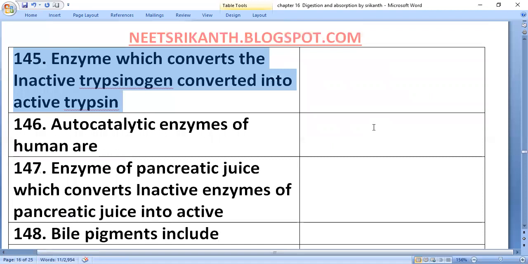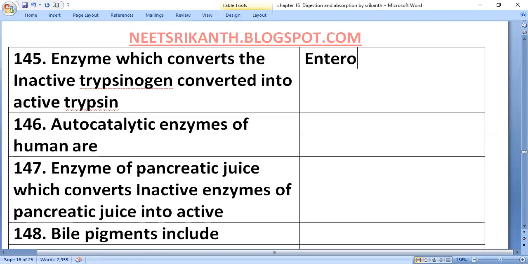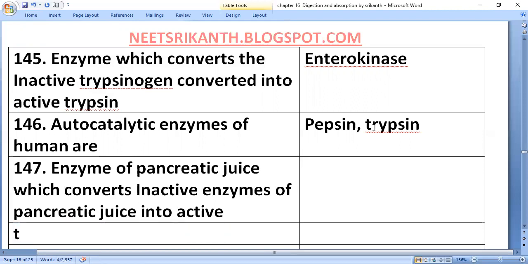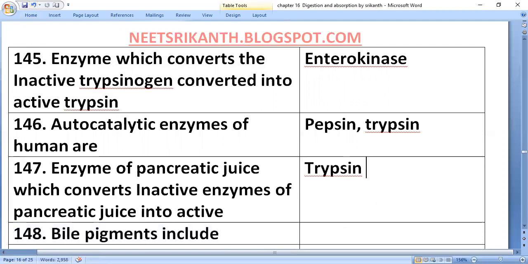Enzyme which converts inactive trypsinogen into active trypsin: enterokinase. Autocatalytic enzymes of the human body are pepsin and trypsin. Enzyme of pancreatic juice which converts inactive enzymes of pancreatic juice into active ones: trypsin. Bile pigments include bilirubin and biliverdin.